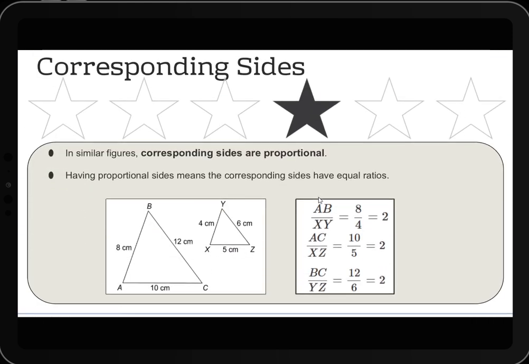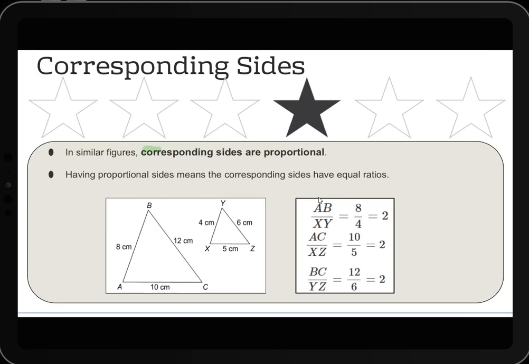We also have the corresponding sides, which of course are proportional to each other. And proportional means that the corresponding sides have equal ratios. So for example, we have that AB matches up with XY. We have that BC matches up with YZ. We have that AC matches up with XZ.